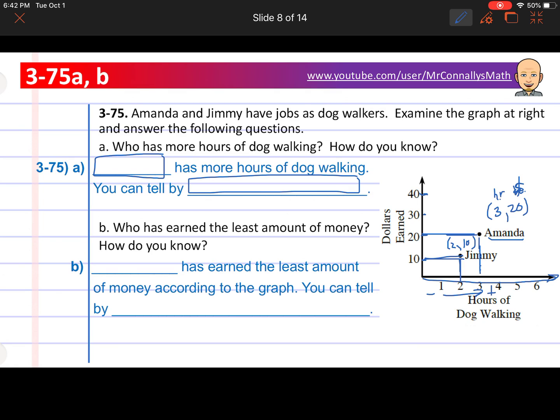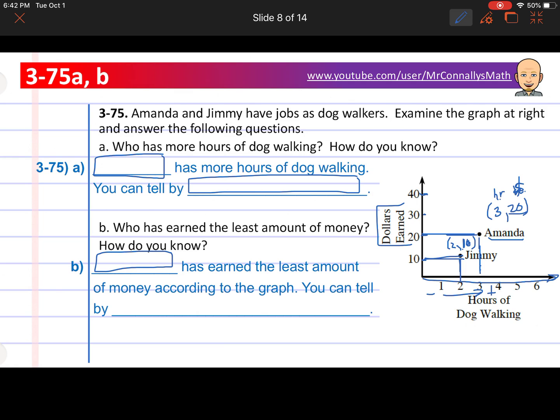B, who has earned the least amount of money? Okay, let's look at this. Dollars earned is on this one. Now let's look at Jimmy. Jimmy makes $10 and Amanda makes 20. Never mind that Amanda's working more hours. Let's just look at how much money they've made. So Jimmy is lower. He has $10. So who's earned the least amount of money? That would be Jimmy.